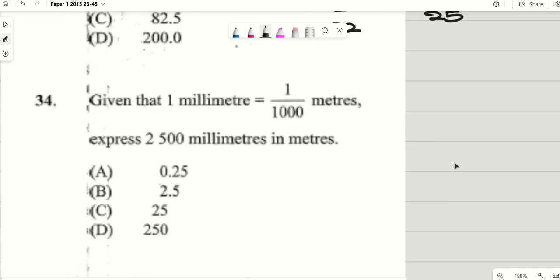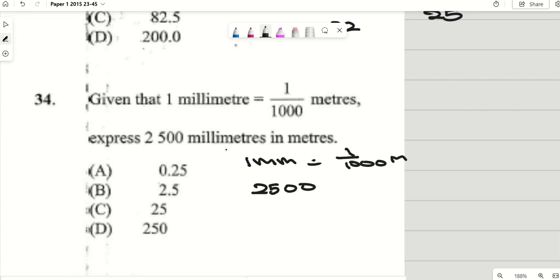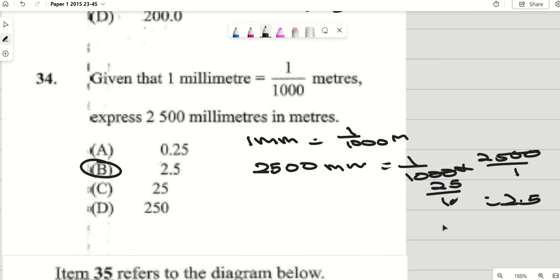Right, let's see here. Given that 1 millimeter is 1 over 1,000 meters, express 2,500 millimeters in meters. So we know 1 millimeter is equal to 1 over 1,000 meters. Therefore, 2,500 millimeters would be 1 over 1,000 multiplied by 2,500. Cross out this, you're going to get 25 over 10, which is 2.5. This question is repeated quite a lot, guys, so if you could remember it, or at least how to do it, go ahead.